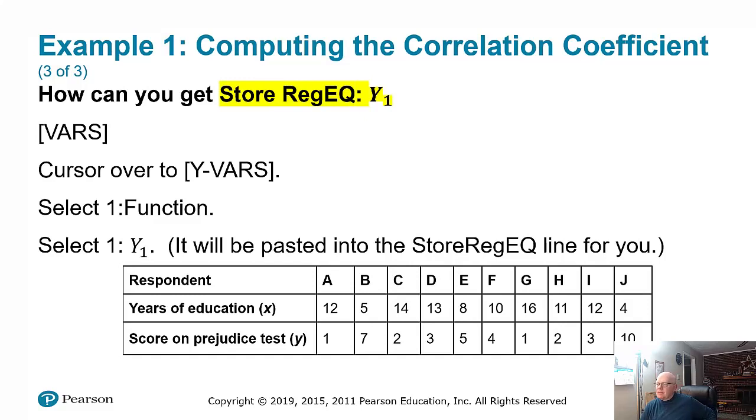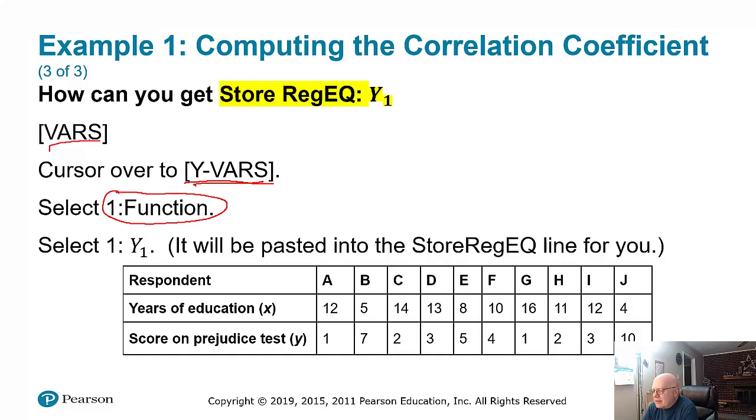This is how you do it. Hit the VARS key. That's over on the left-hand side, somewhere around the middle. Move your cursor over to Y-VARS. I think that's the second column. When you get over to Y-VARS, you'll see a new menu. Just pick number 1 and hit enter for a function, because you're working with functions.